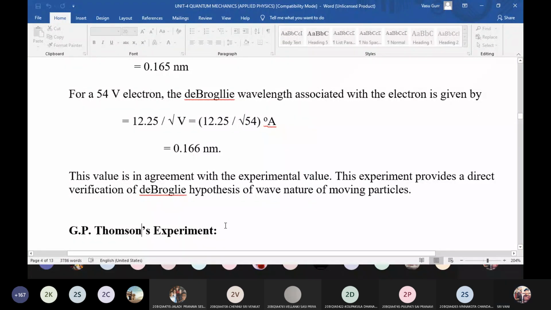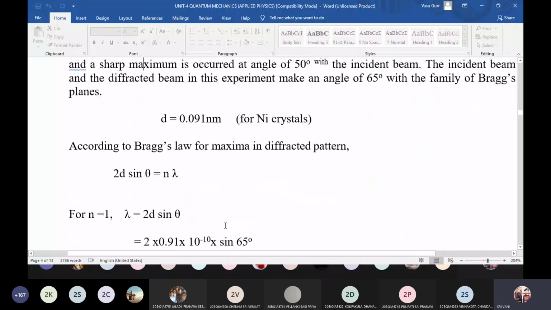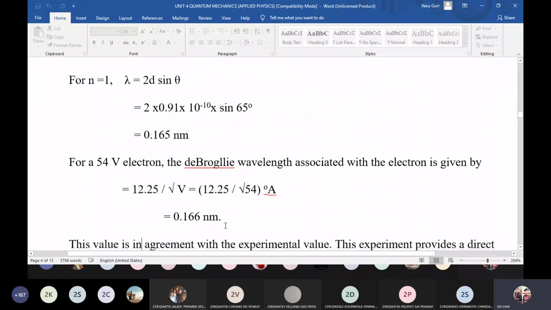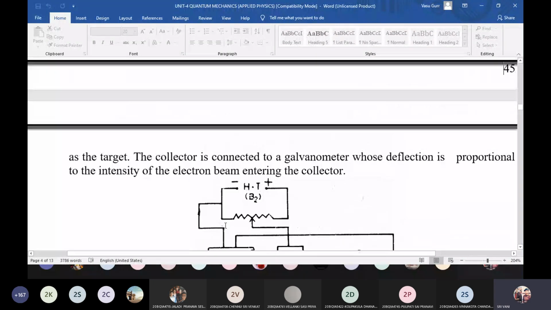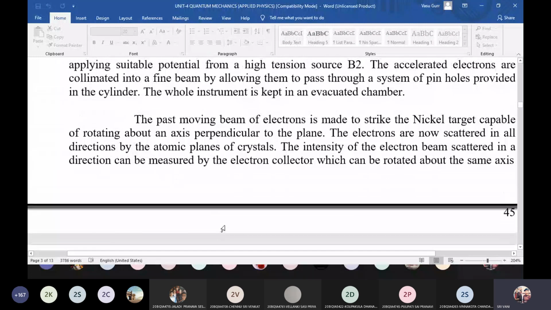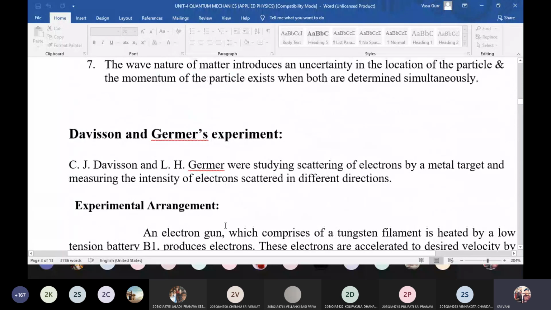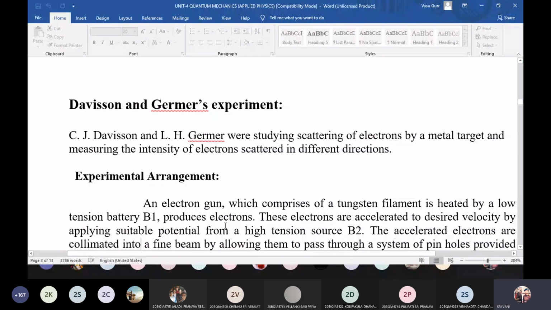If you understand Davisson-Germer, the GP Thompson experiment is very easy for you, because the theme of the experiment is the same; only the scientist differs and the experimental apparatus differs. So the method is the same in these two experiments. Okay. This GP Thompson experiment, I once again explain the differences between the Davisson-Germer and GP Thompson experiments. What are the similarities between these two experiments? Both experiments are used to test matter waves.